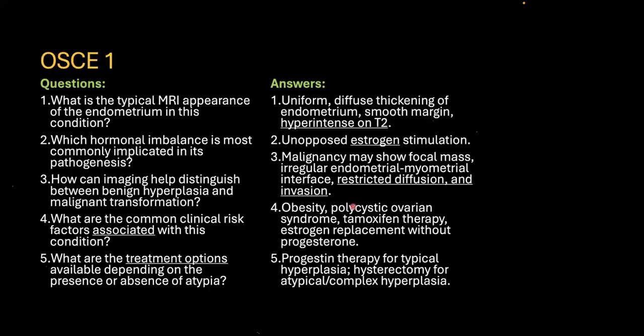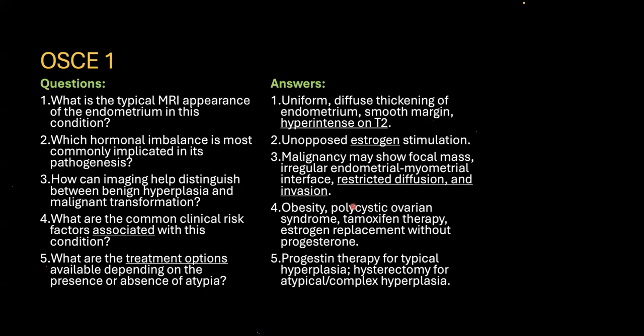A focal mass will be there, an irregular junction interface between endomyometrium, restricted diffusion, a very important point, and obvious invasion is a very obvious sign. So what are the associated clinical risk factors? There can be obesity, PCOS, tamoxifen toxicity, estrogen replacement. And what are the treatment options? In typical hyperplasia, where we are not suspecting anything to go malignant, just progestin therapy is applied. In atypical or complex hyperplasia, which is suspicious, directly go for hysterectomy.